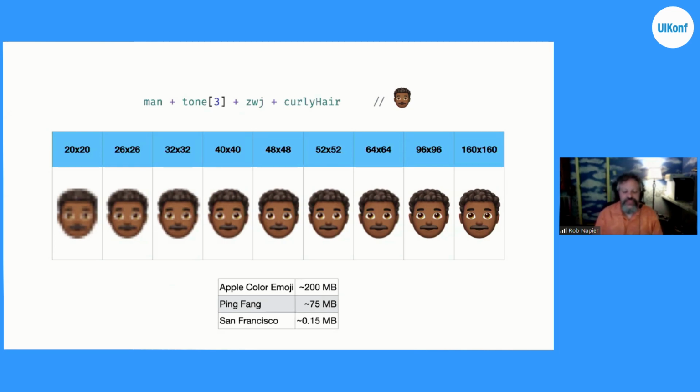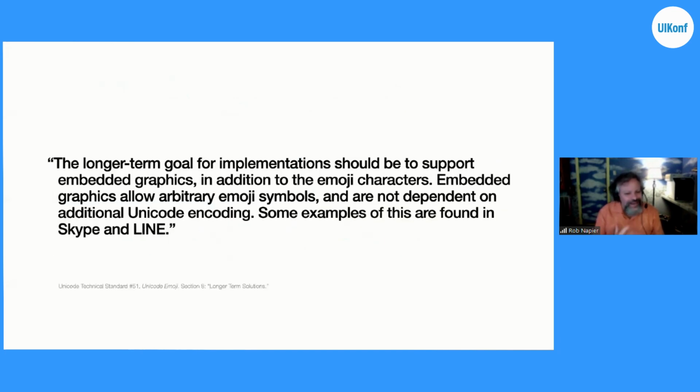There are over 27,000 PNGs in the emoji font, which is why Apple's emoji font is twice as large as the mean Chinese font, which has 48,000 glyphs in it. And it's over 1,000 times larger than, say, a font like San Francisco. And this really is not scalable. We can't go as far as we want.